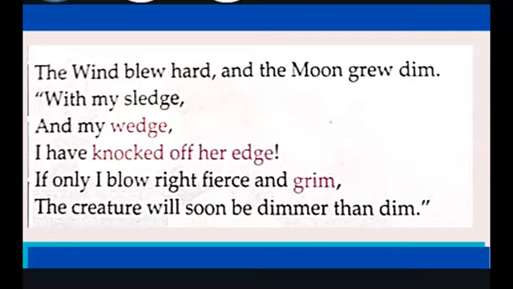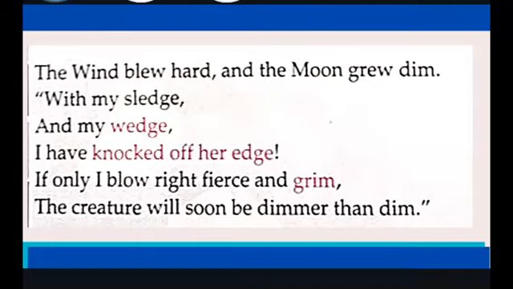Sledge means a triangular tool which is made of metal, which is used to break off something. So the wind thinks that he has been successful in blowing the moon. I have knocked her off the edge means I have blown her out. So now he says that if only I blow a little more fierce and grim, that means a little more harder, then the moon will become smaller in size.